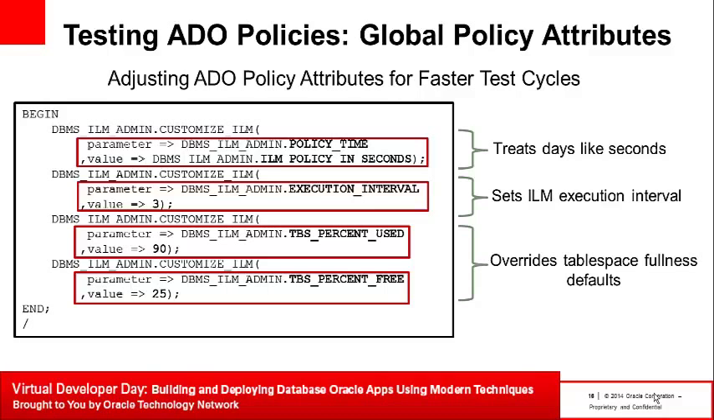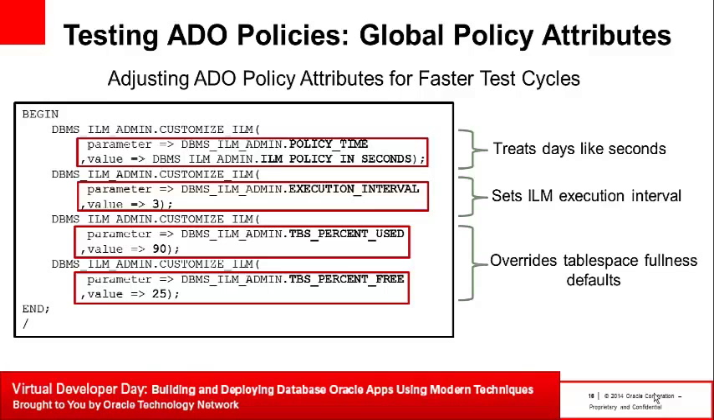So in other words, when I see that 90% of a particular table space that has a space-based ADO policy in effect against it is full, I will immediately initialize compression during the next ILM policy evaluation period. So that's how you can leverage these policy attributes. And as I said, I think there are about 8 or 9 of them right now, at least in the current release. Definitely take a look at them to make life easier for yourself as you're doing your testing. And of course, don't forget to set ILM policy in seconds back to ILM policy in days when it's time to actually implement it in production.